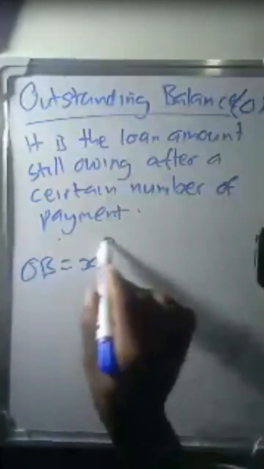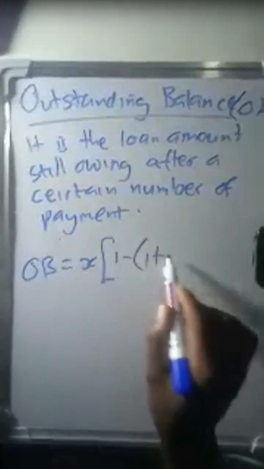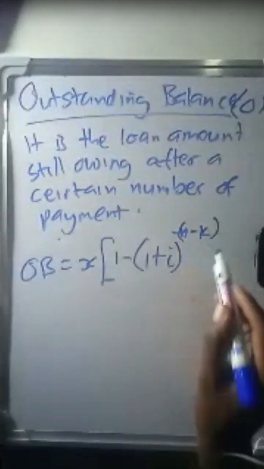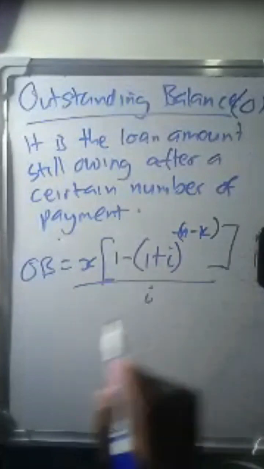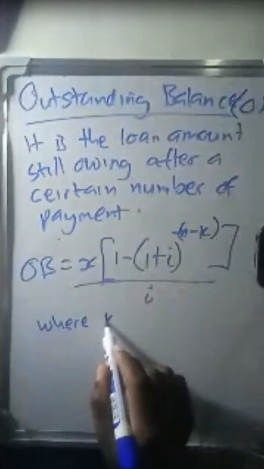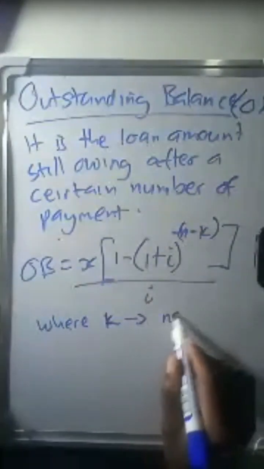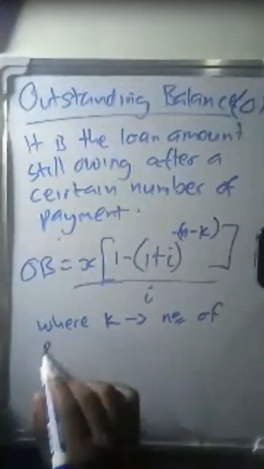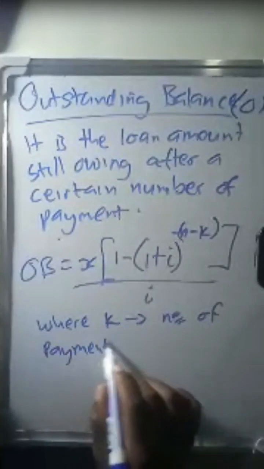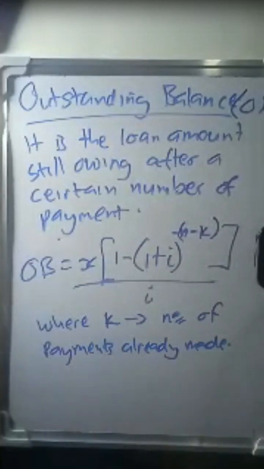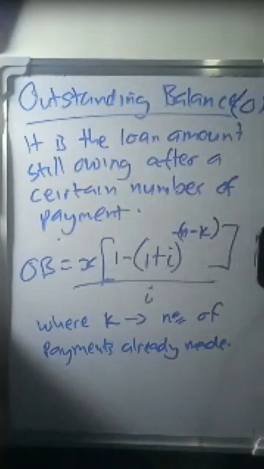is equals to X into 1 minus 1 plus I to the power of negative N, then in brackets minus K, right, over I. N, we know it, the number of periods needed to finish paying the loan, where K is going to be the number of payments already made. Okay, that is the outstanding balance.